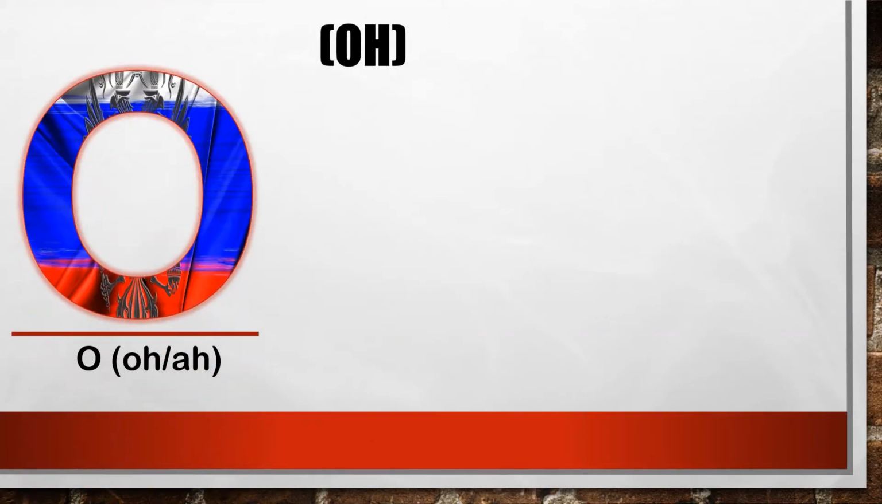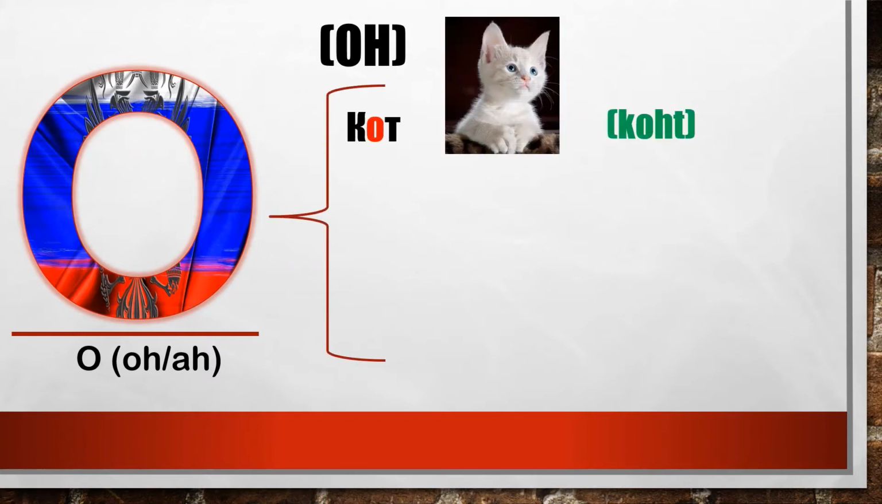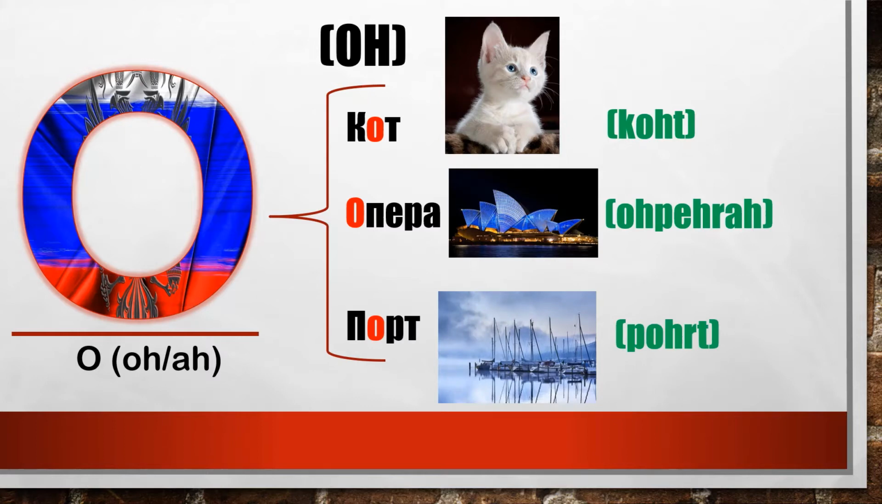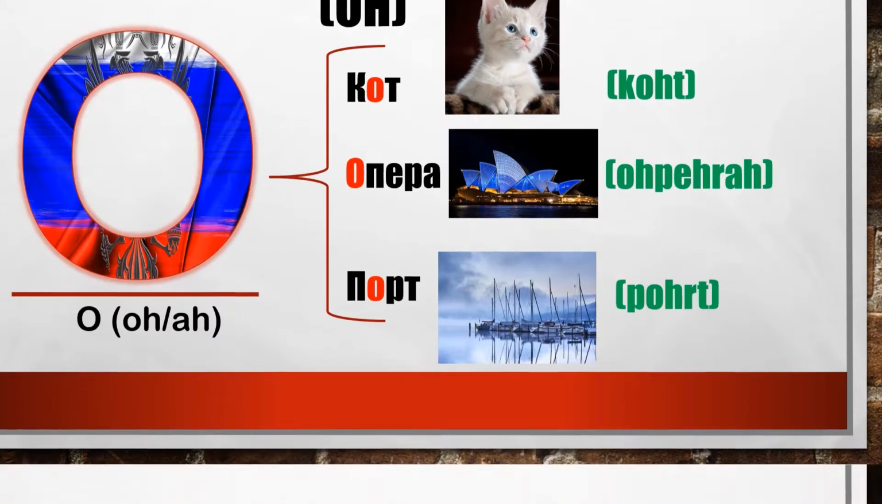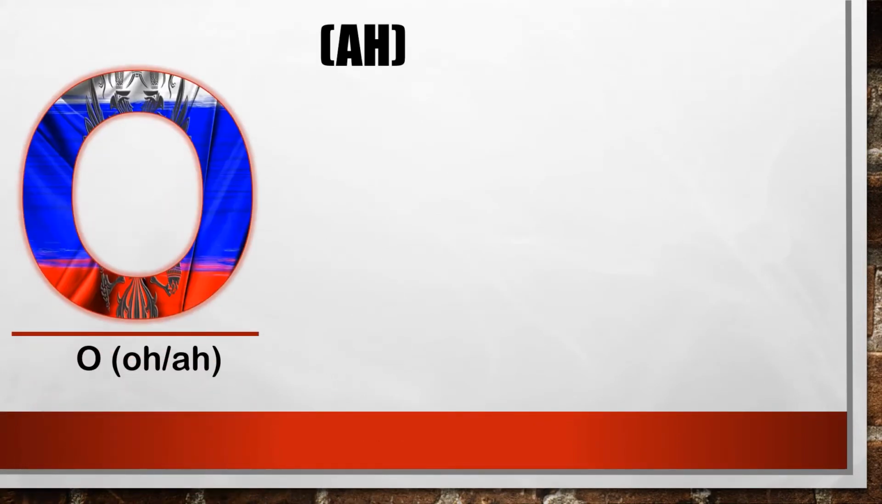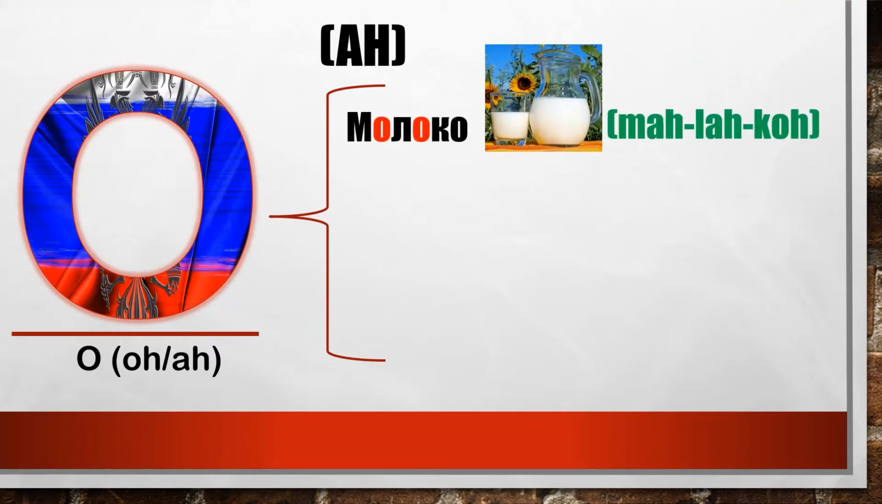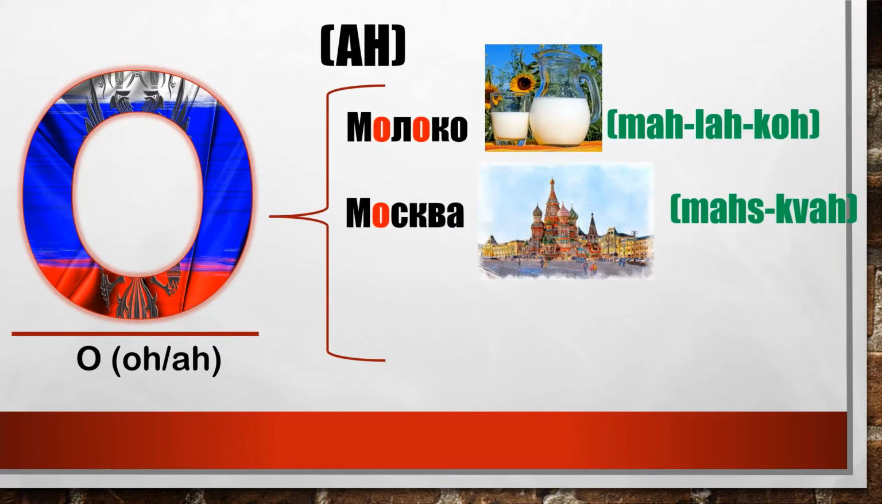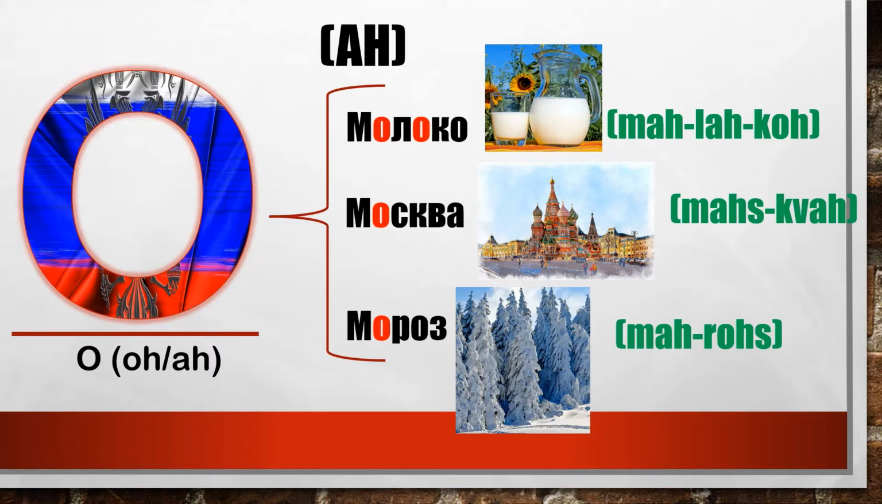Now letter O in Russian language can be pronounced in 2 different ways. We're going to first of all have a look when it is pronounced as a wide O sound. Kot, opera, port. So whenever the O is stressed, then it is actually pronounced as O. When letter O is not stressed, then it is pronounced as A sound, like in examples Молоко, Москва, Мороз.